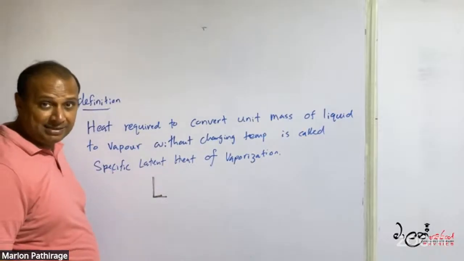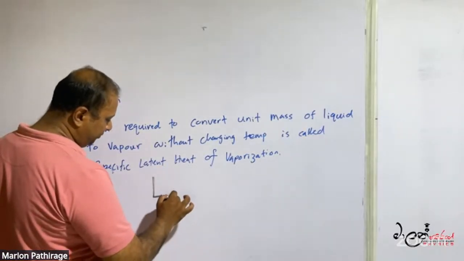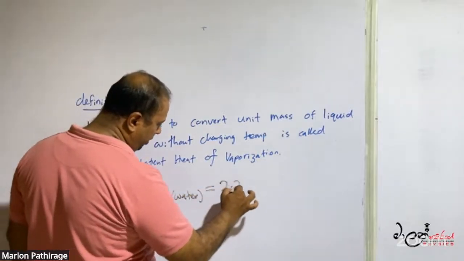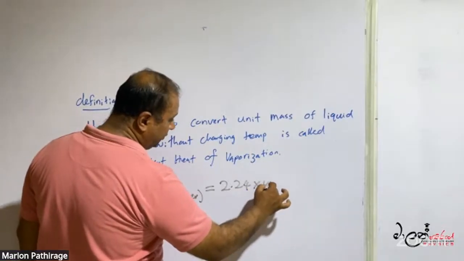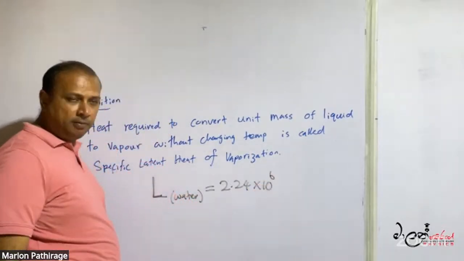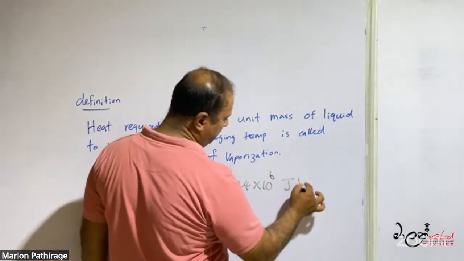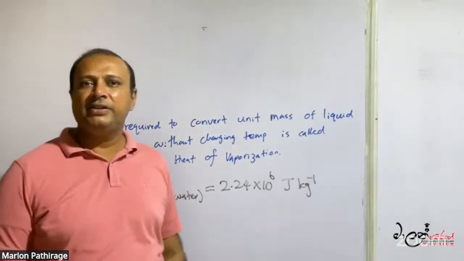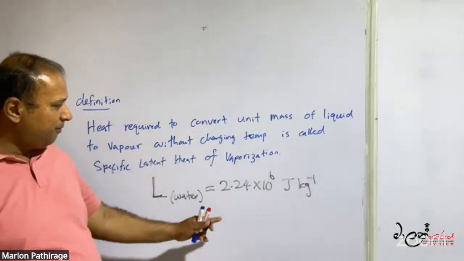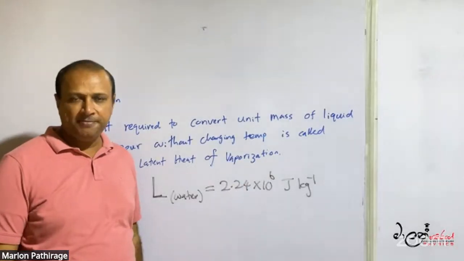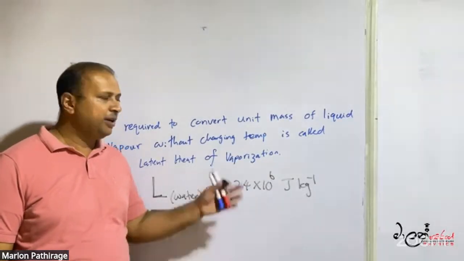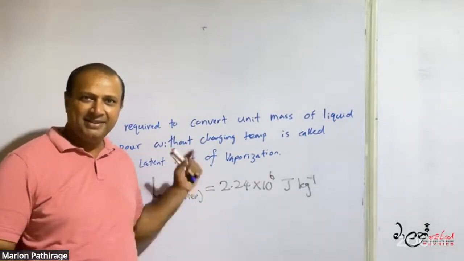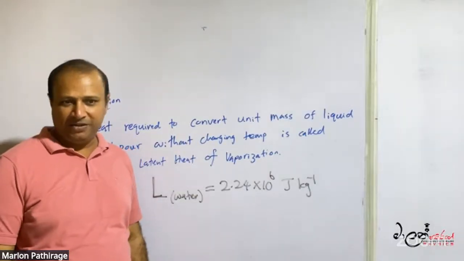Normally we call it capital L of water. That is equal to 2.24 into 10 to the power 6 joule per kilogram. 22.4 into 10 to the power 5 compared to 3.36, it is something like 7 times higher than the previous one.